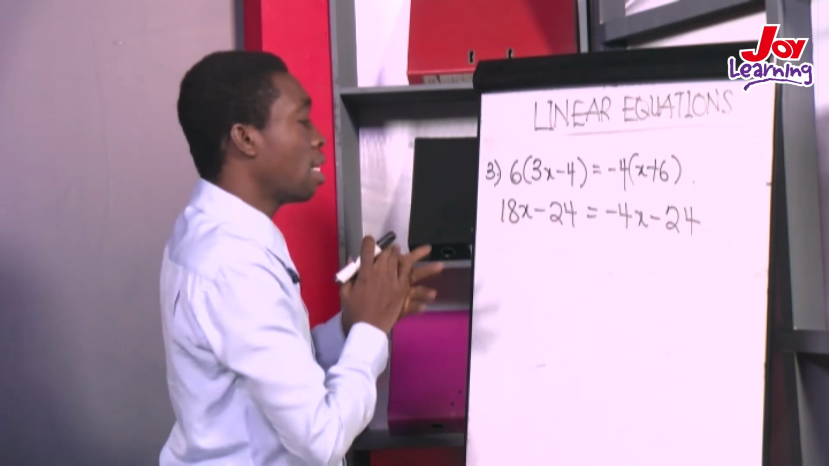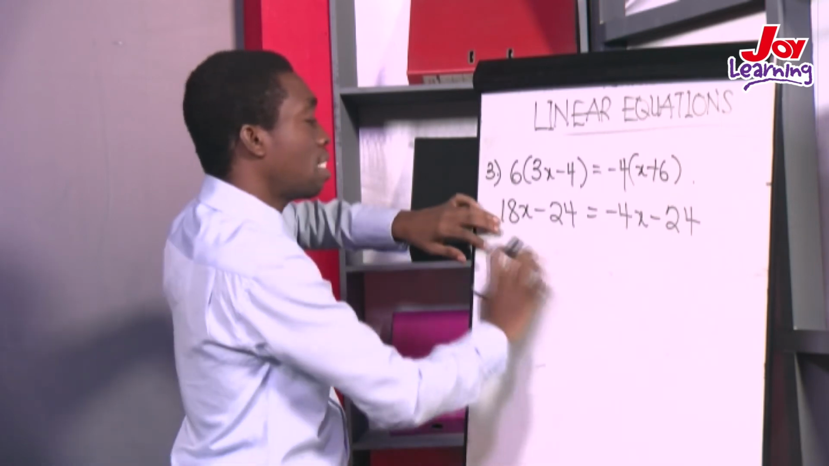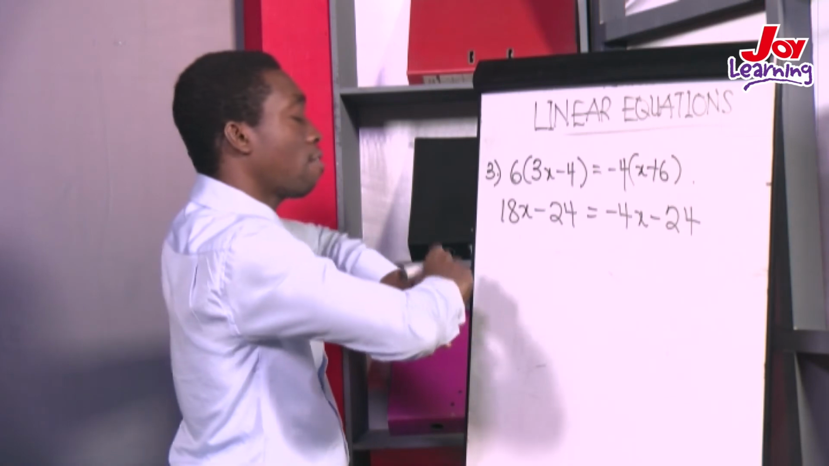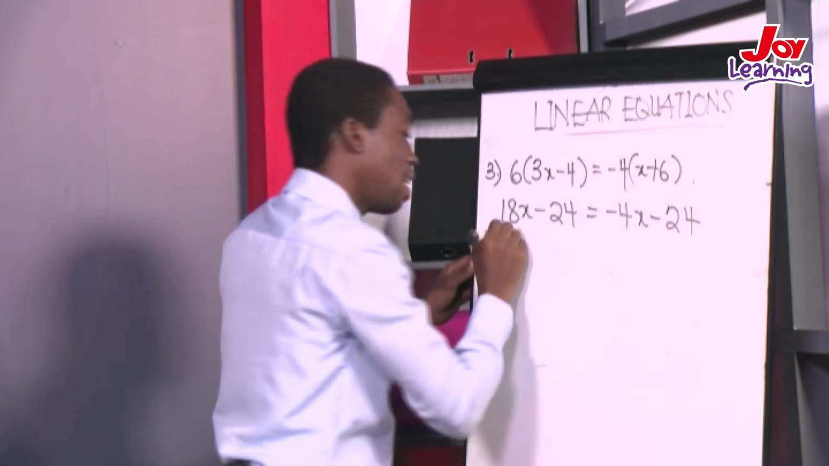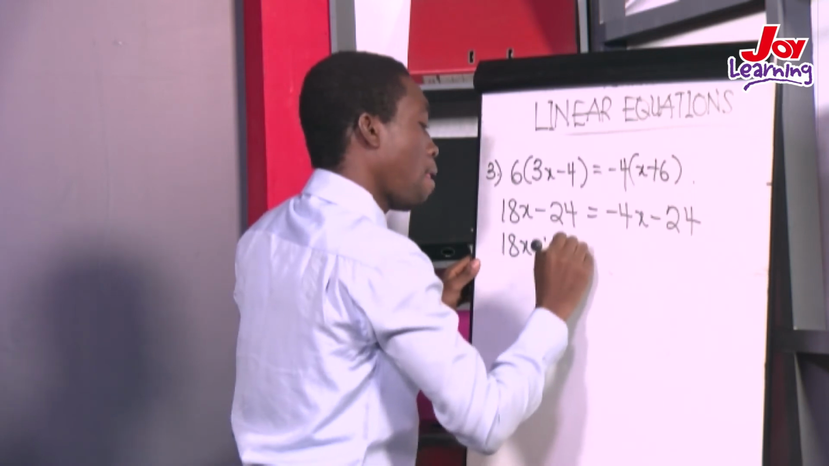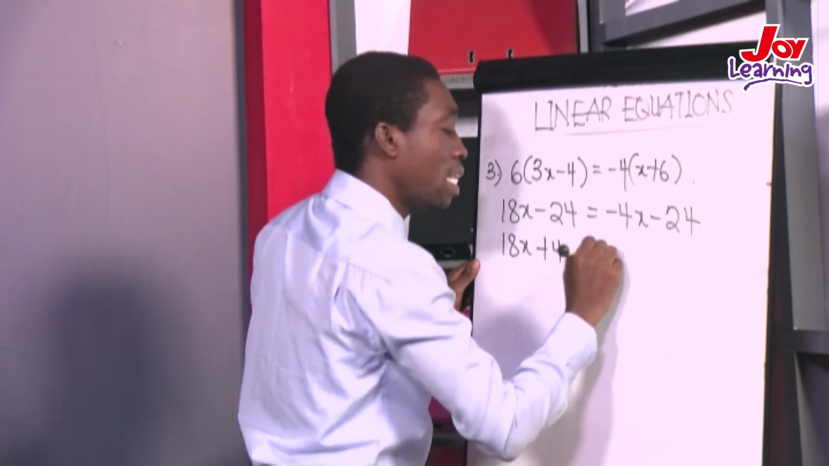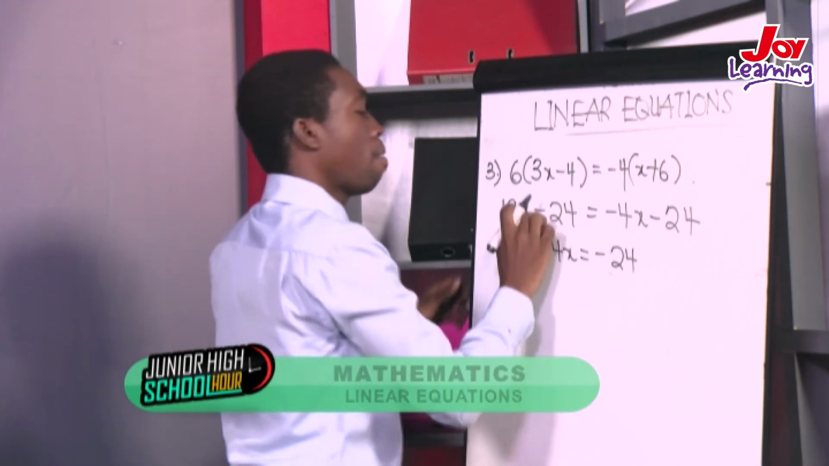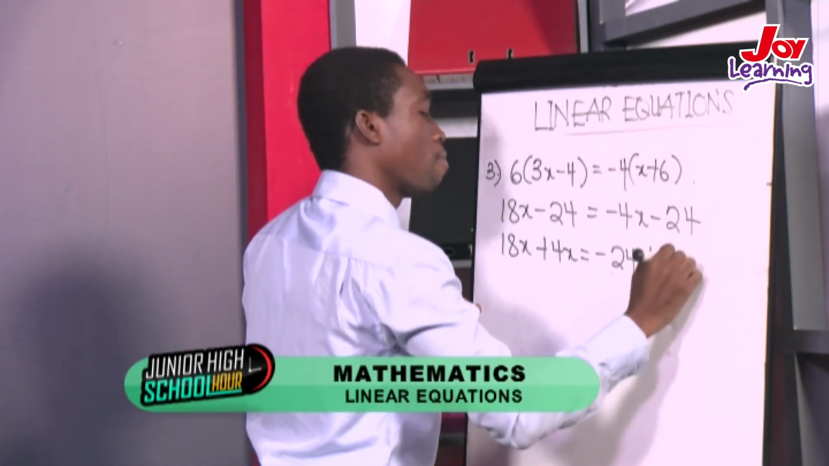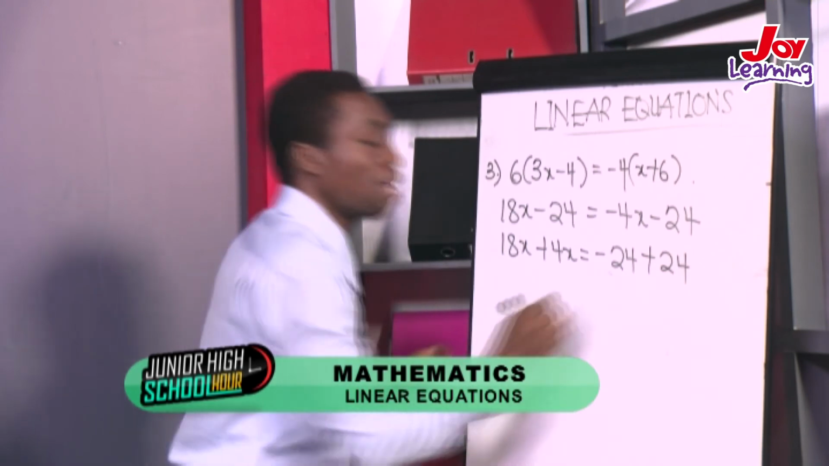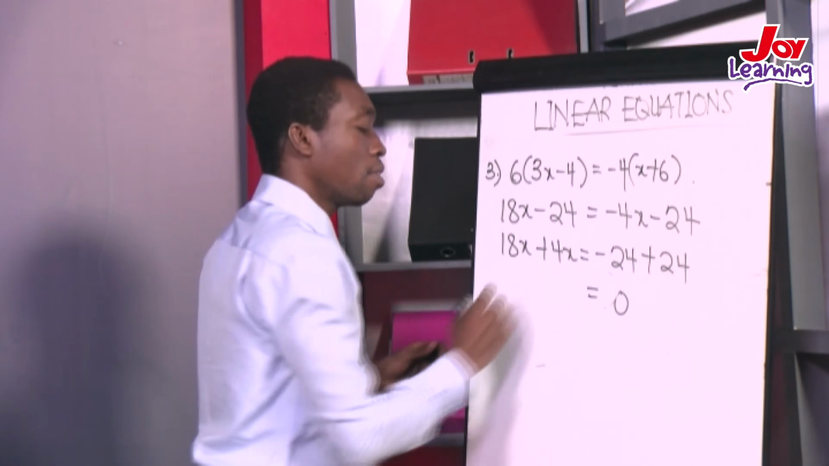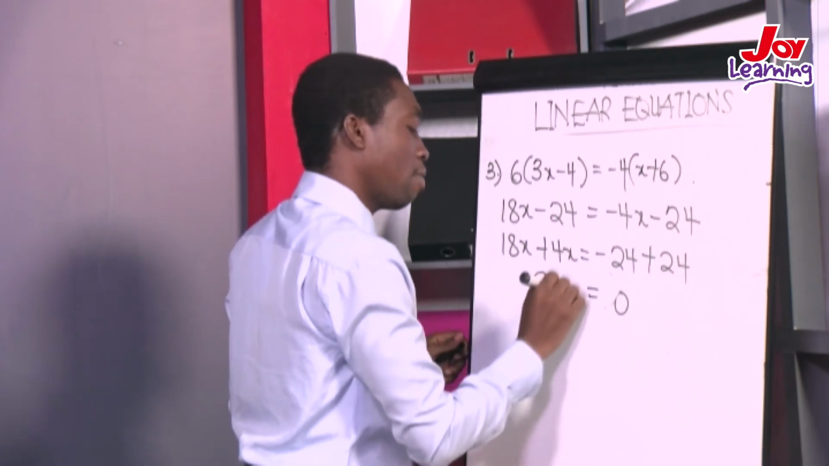Okay, so what we do is we deal with the x's. X comes to the side, and the constants move to the other side. So we have 18x plus 4x equal to negative 24. Negative 24 over here moves there, becomes what? Plus 24. So what do we have? We have 0 over here. So negative 24 plus 24 is 0. So we have 22x equal to 0.